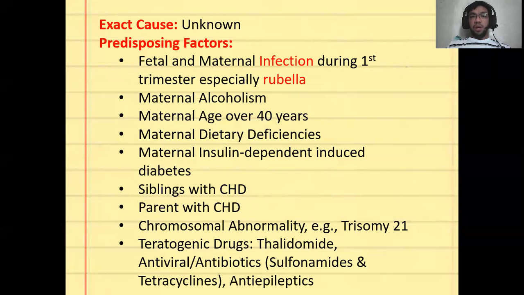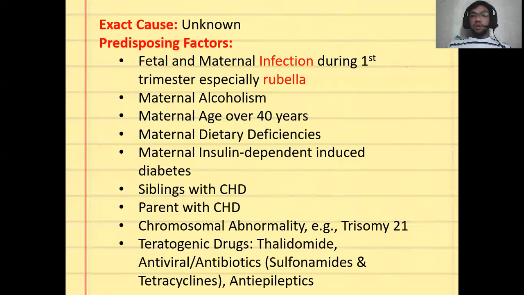And if the mother is an alcoholic, that's also a predisposing factor. Age of 40 and above. That's why females, do not wait for your age to be more than 40 years in order to bear a child. The best age, according to a UK study, for a female to bear a child is from 20 to 35 years old. 20 to 35 is the optimum age of child bearing.